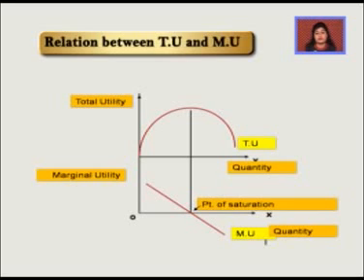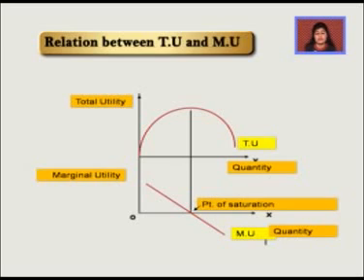When MU becomes 0, total utility becomes maximum and constant. And when MU starts becoming negative, total utility starts to fall. This relationship is very, very important. So, once again, we can revise it that MU is calculated from TU. When MU is positive, TU is increasing; MU is 0, TU is constant and maximum; MU is negative and TU is falling.